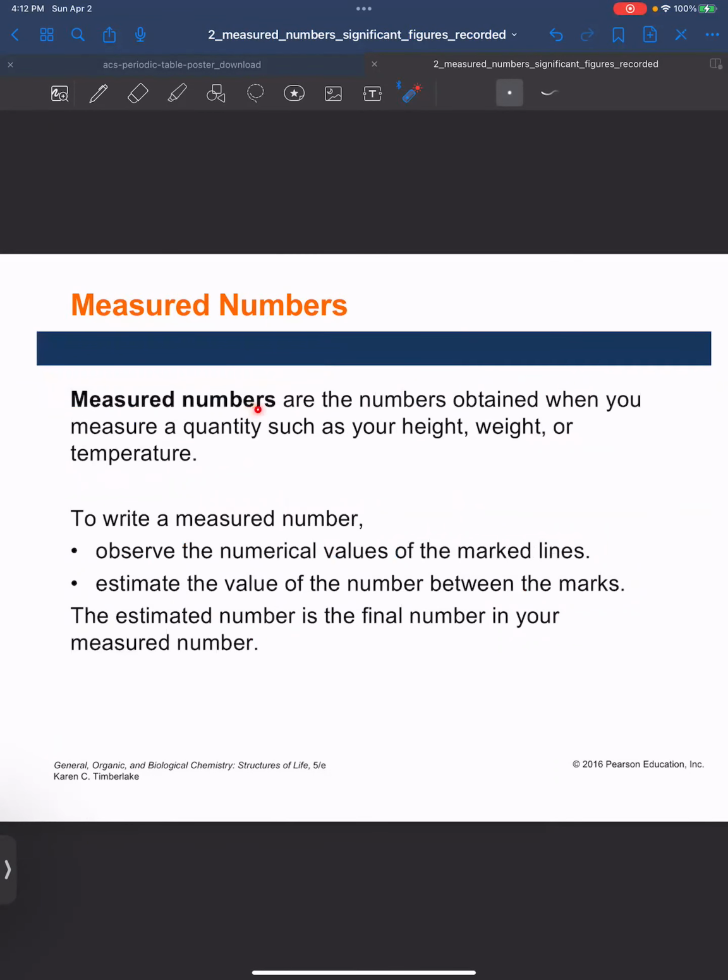So measured numbers are the numbers obtained when you measure a quantity such as your height, weight, or temperature. Once again, to write a measured number, observe the numerical values of the marked lines, and then estimate the value of the number between the marks. And the estimated number is the final number in your measured number, just like what we did in the previous example.